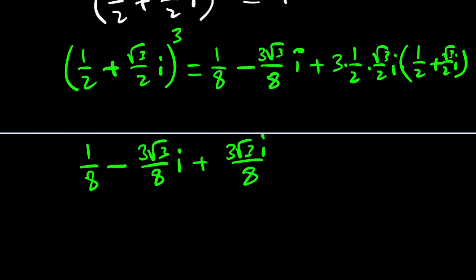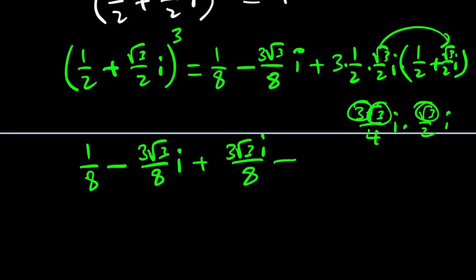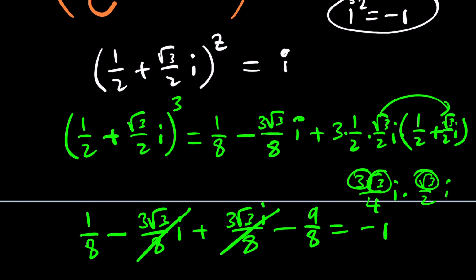Uh-oh, they canceled out. And then when you multiply these two things, you're supposed to get 3 root 3 over 4 i multiplied by root 3 over 2 i. That makes a 3, then a 9, over 8. Oh, there's an i squared, so that's going to be a minus sign: -9 over 8. Great. These two are going to cancel out, giving you -8 over 8, which is -1. Uh-oh. This is a number whose cube is -1. It means that this number is one of the cube roots of -1.